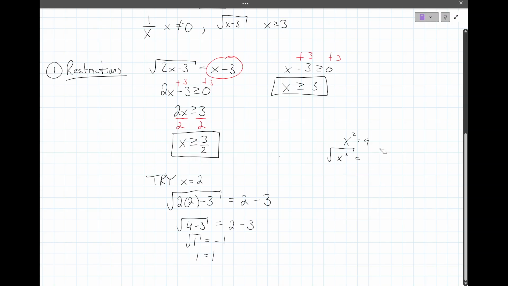We get a contradiction, right? So we have a contradiction here. They are not equal. So everything still has to be greater than 3 for it to work. Okay, so it has to be greater than 3 for it to work.